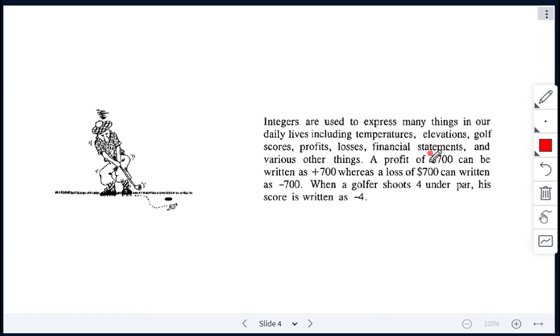A profit of $700 would be written as positive $700 or positive 700. If you lost $700, we would write it as negative 700. If anybody golfs or your parents golf, if a golfer shoots, for example, 4 under par, the score is written as -4.